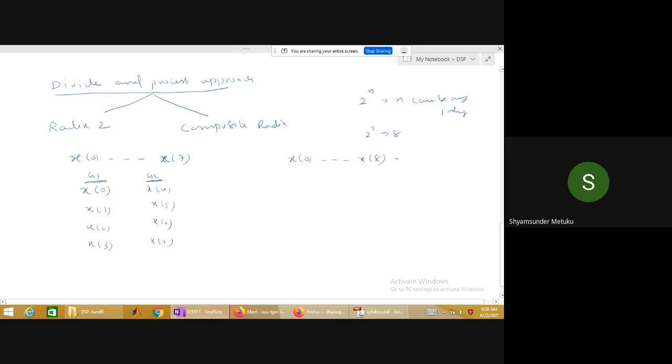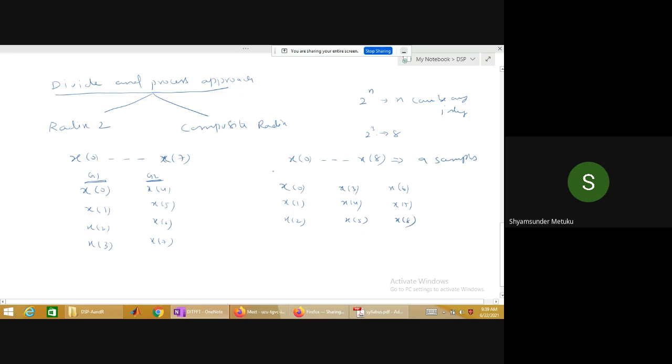Total how many samples here? 9. Try to understand. If there are 9 samples, can I make them into equal groups of 2? I cannot do it. So what is the next alternative I can do here? 3 groups I can do, isn't it? X of 0, X of 1, X of 2, X of 3, X of 4, X of 5, X of 6, X of 7, X of 8.